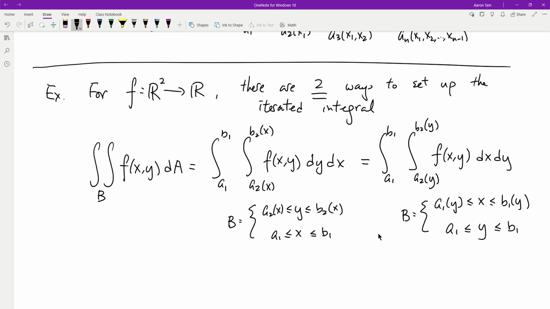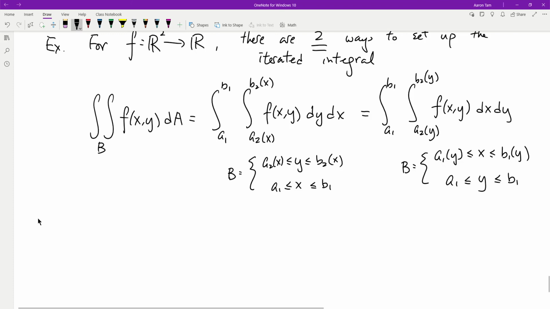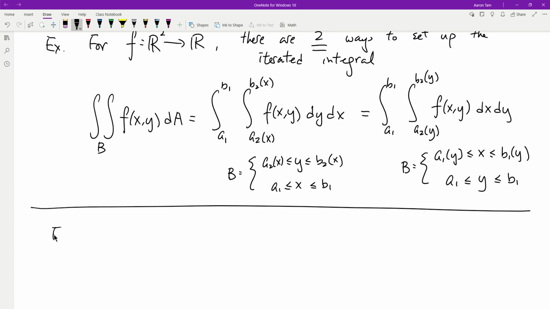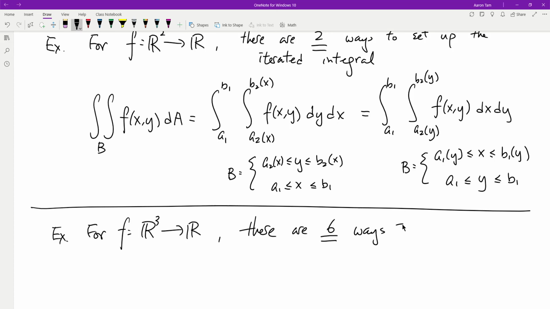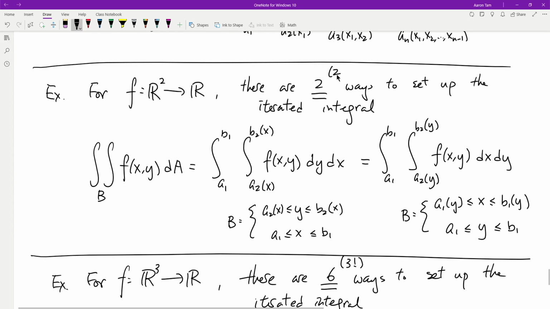But for a function that maps from R3 to R1, which would probably be better for you to see how the limits work out, it definitely requires a lot more writing, because there are 6 ways to set up the iterated integral. And some of you might be thinking, wait, where does the 6 come from? 6 is 3 factorial. And the two-variable case is 2 factorial.